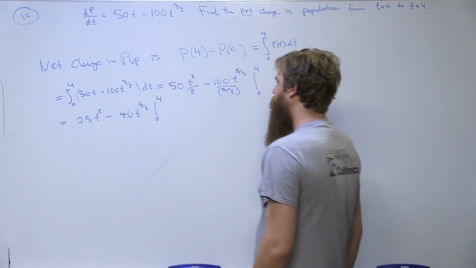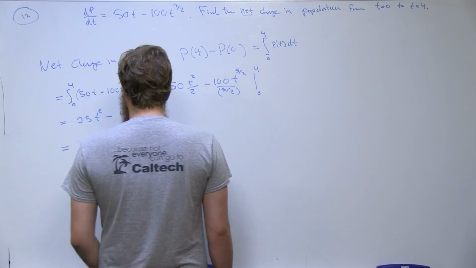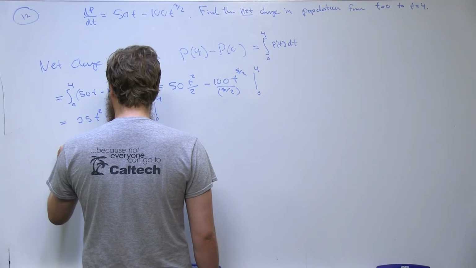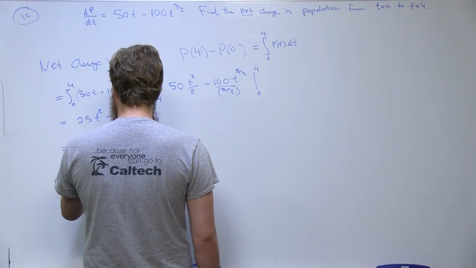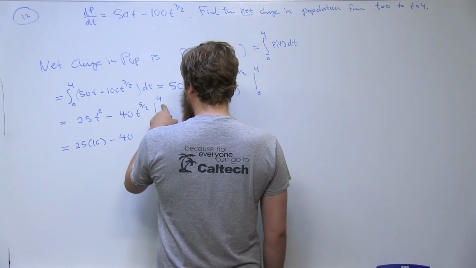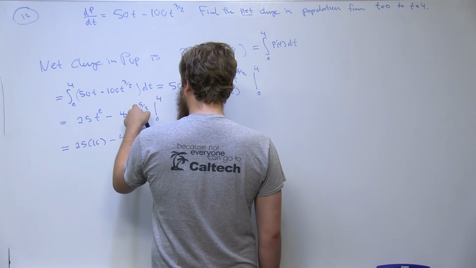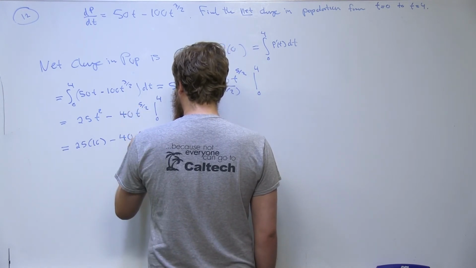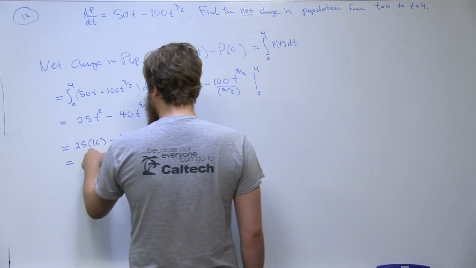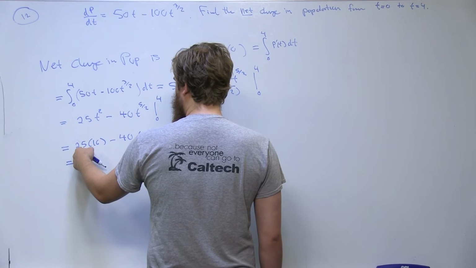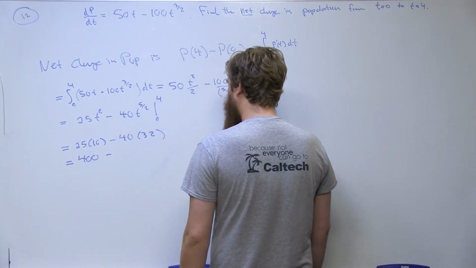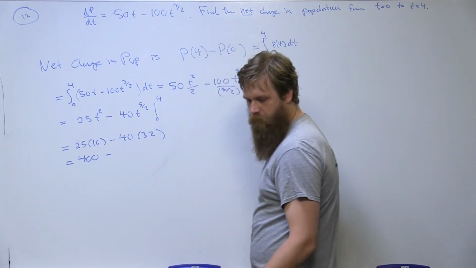The lower limit contributes nothing, so we can just get this from the upper limit of 4. If we plug 4 in here, then I'll have 25 times 4 squared, which is just 25 times 16. I'll subtract from that 40 times 4 to the 5 halves. 4 to the 5 halves isn't too bad. What is that? That's 2 to the 5th. That's 32. Okay, and now the arithmetic. Let's see, 25 times 16, every 4 of these we get 100. We've got 4 of those, so this is 400. Minus 40 times 32.